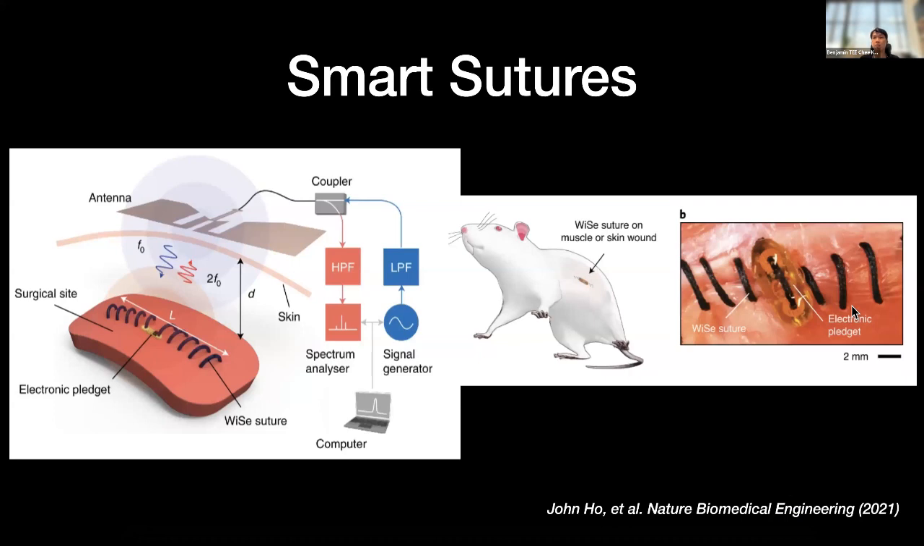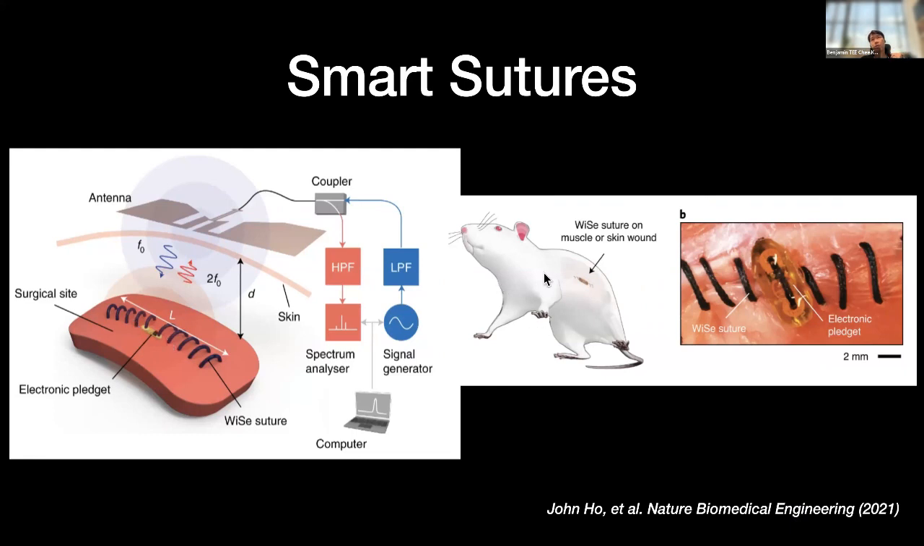Now, another reason why we need soft electronic devices is that the skin, as I mentioned, is about 1 megapascal. Now, if you have a very large cut, what happens is the surgeons will sew you up and use sutures. So here's an interesting work in collaboration with a wireless expert at NUS, John Ho, where they did a very interesting wireless device using soft conducting polymers on top of a suture material.